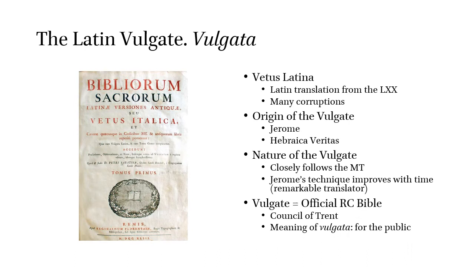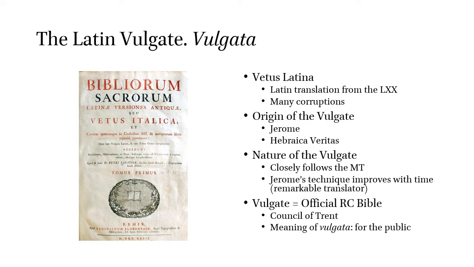The Vulgate, you should know, becomes the official Bible of the Roman Catholic Church. And this was a reaction to Martin Luther translating the Bible into the common language so that everybody could have it. The Roman Catholic Church and the Council of Trent responded against this and made the Vulgate the official Bible of the Catholic Church. Vulgata in Latin means for the public. Our word vulgar is related to it, vulgar meaning common. So it was the common translation, published for the people.